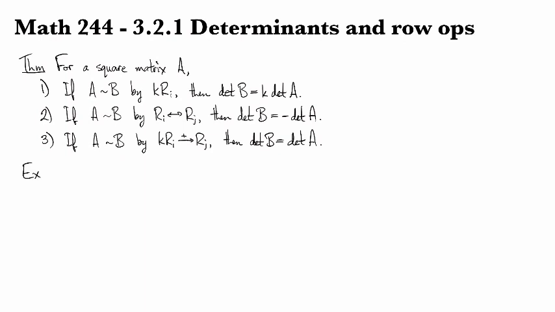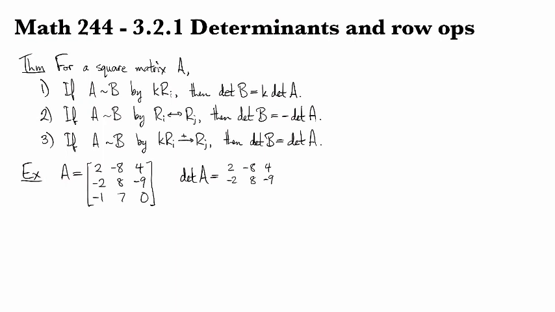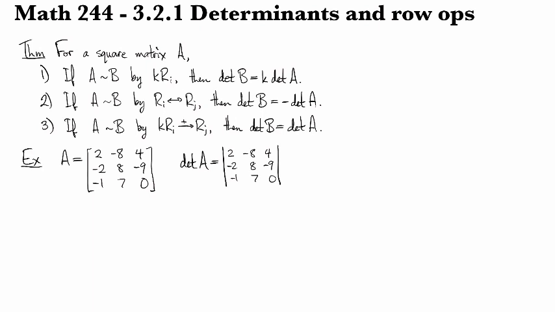So let's look at an example of how this works. Suppose we take our matrix A to be 2, -8, 4, -2, 8, 9, -1, 7, 0. And we can look at how its determinant is affected by these row operations. So the determinant of A then will be 2, -8, 4, -2, 8, -9, -1, 7, 0. And now these are going to be in straight bars because it's a determinant, not a matrix.